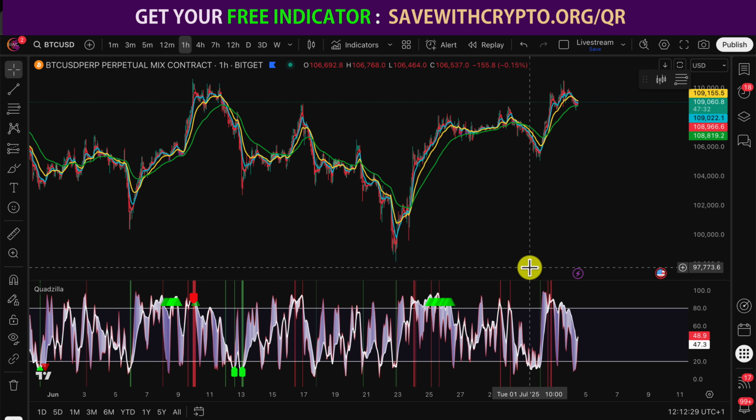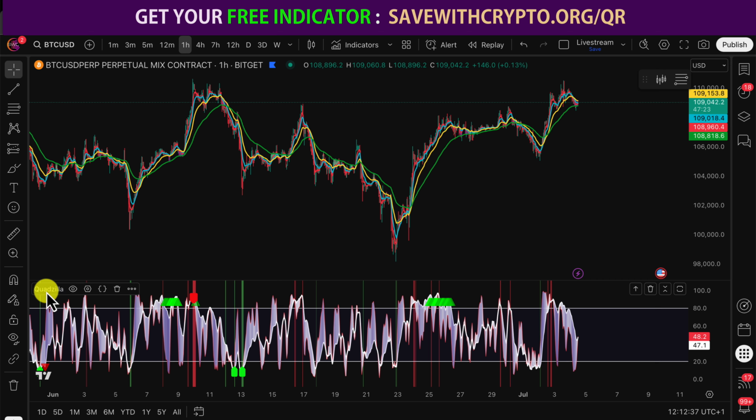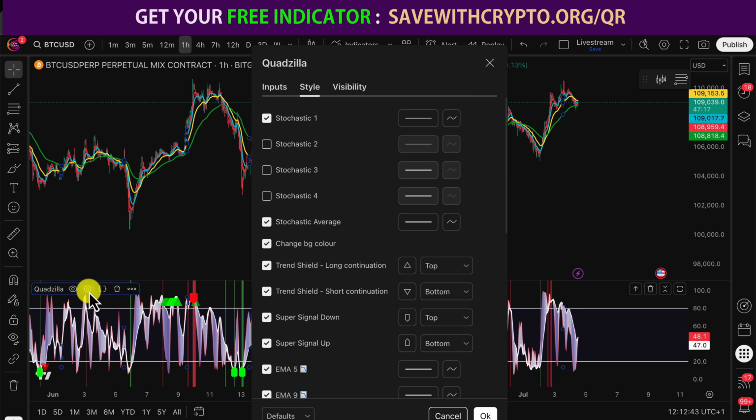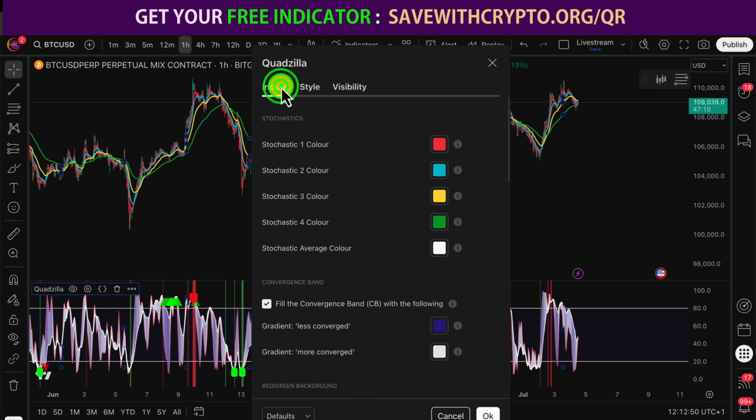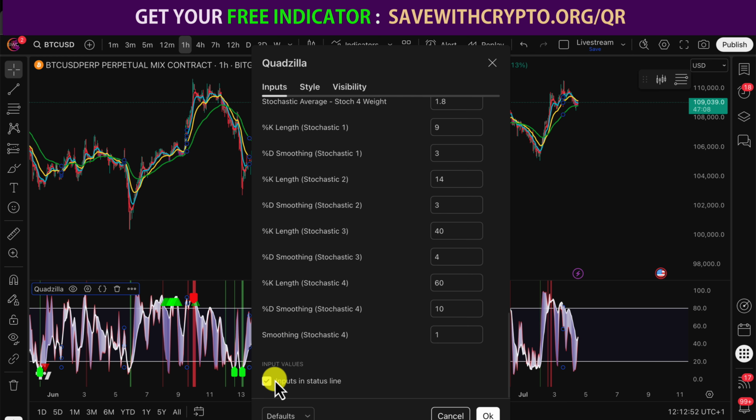Other than that, depending on how you've got your TradingView set up, you might not be interested in seeing all these extra prices over here. And sometimes there's a big line of numbers down here. If you want to clean that up, you can go to settings and turn that off there, and go to inputs as well, and just turn off that. And that will clean it all up as well.